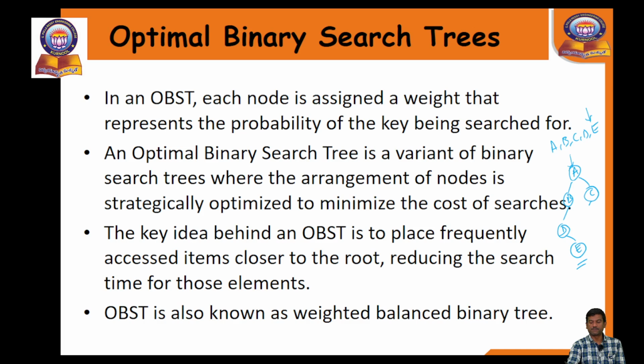That is the left subtree. B, it is not matched. D, it is not matched, and E is matched. So the time that is required to search for E is more. And what happens in the next scenario?